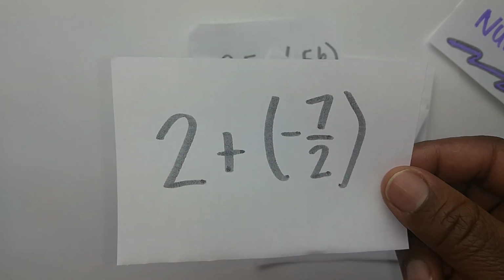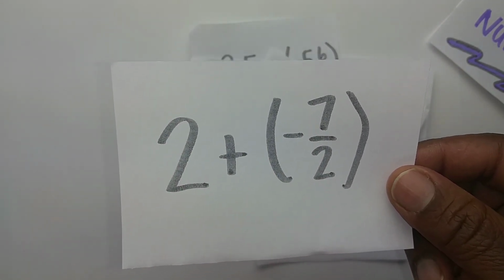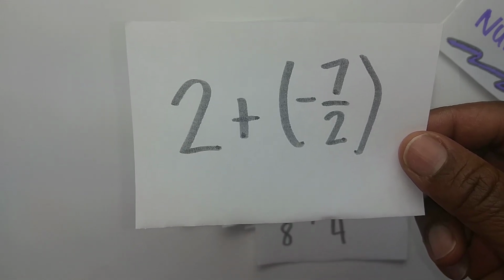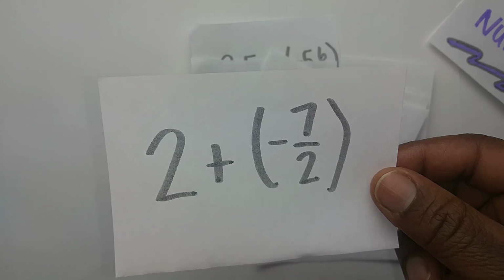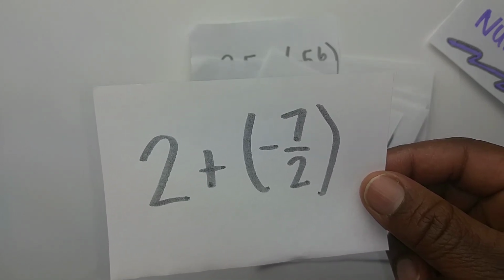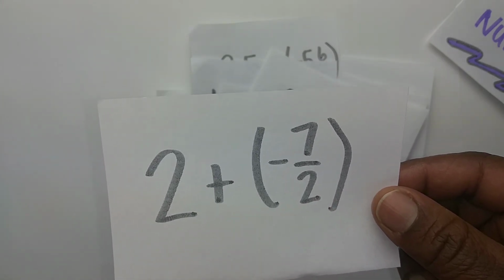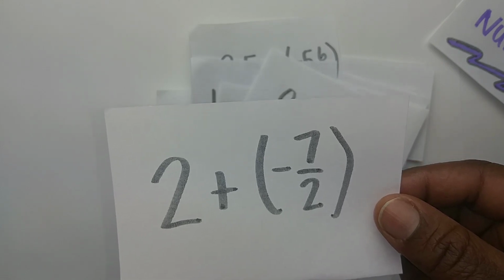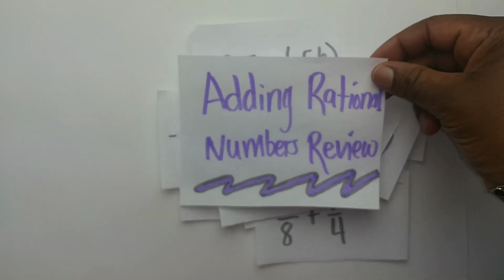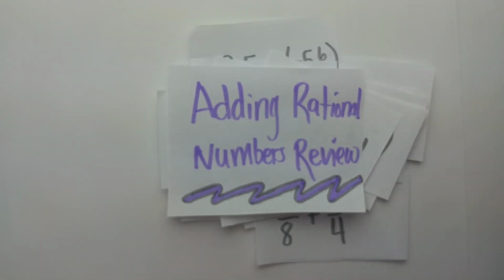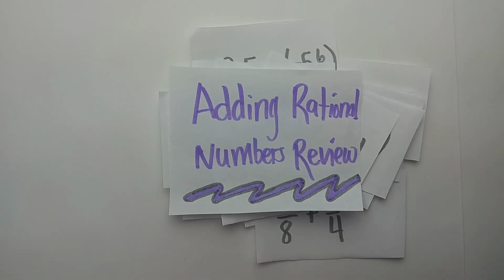And the very last one, 2 as a whole number, and then you have negative 7/2. 7 divided by 2, 2 goes into 7 3 times. So this one is further away from 0. So after you subtract these, the answer will be negative. In this video, we added rational numbers. We actually found whether or not the sum would be positive or negative.